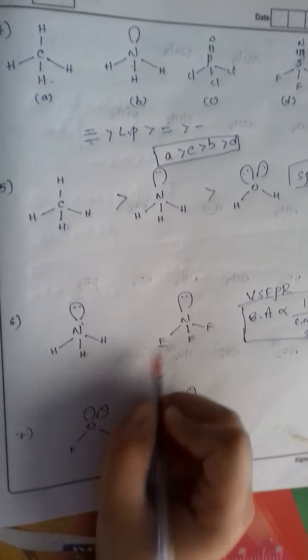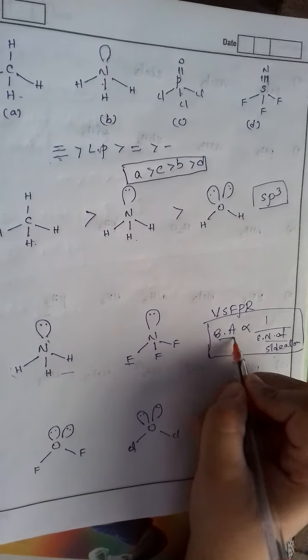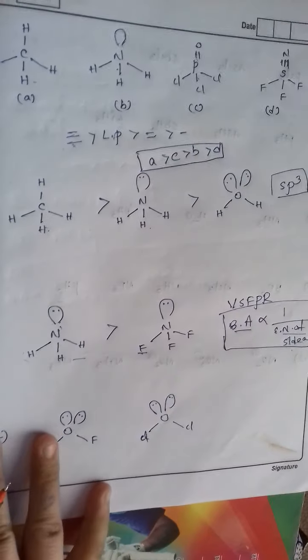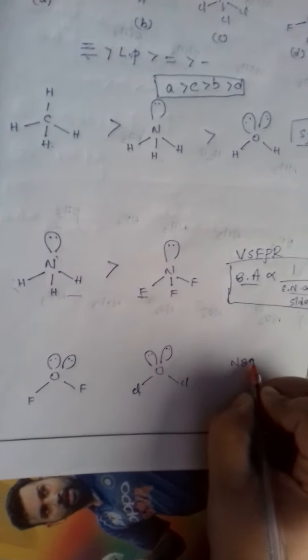Fluorine is more electronegative than hydrogen. Electronegativity of the side atom is more, so the bond angle is less. So this one has the greater bond angle. And here we will see NBPER.